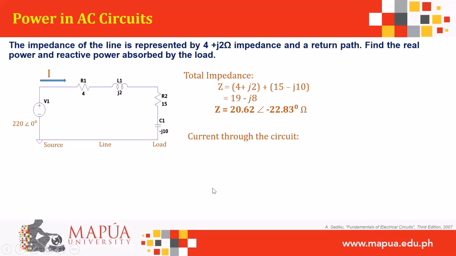Let's go to the current through the circuit. We have here current equal to voltage over the impedance, or 220 volts. In this case, we have 0 as our angle. 220 divided by 20.62 angle negative 22.83 degrees. And that is equal to 10.67 angle 22.83 degrees.